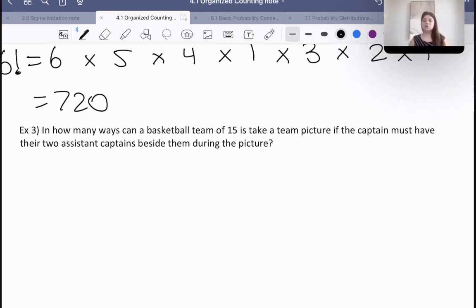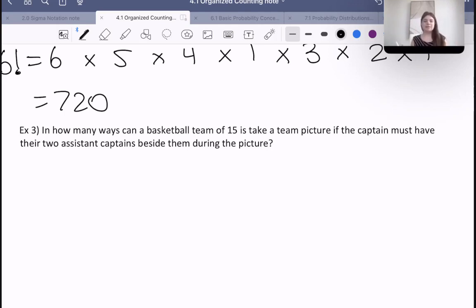Okay, so this one is a little bit more challenging because it doesn't actually tell us that the assistants and the captain must be in places 1, 2, 3 or something, right? They didn't tell us where they are. They just said they must be together. So what we're going to do for this one is think about this group as one person, even though I understand that the captain and the 2 assistants are actually 3 people, but we're going to pretend that they're one person.